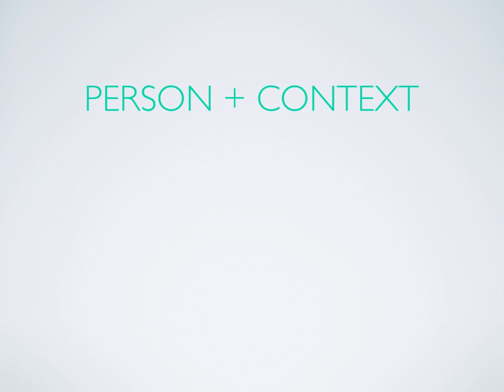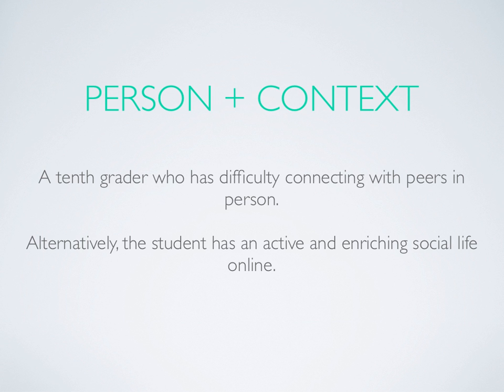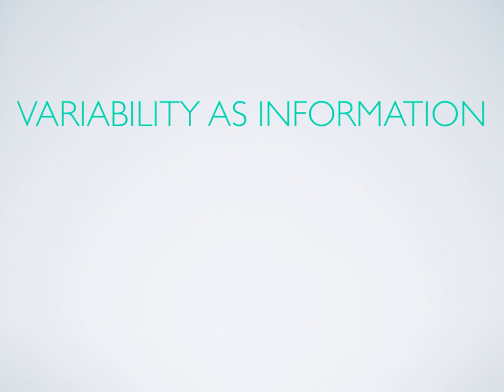It is common for people to act and perform differently in different environments. One example is of the 10th grade student who has difficulty connecting with peers in person, but has built an active social life online through regular blogging and creating friendships through World of Warcraft. This variability tells us about the individual.